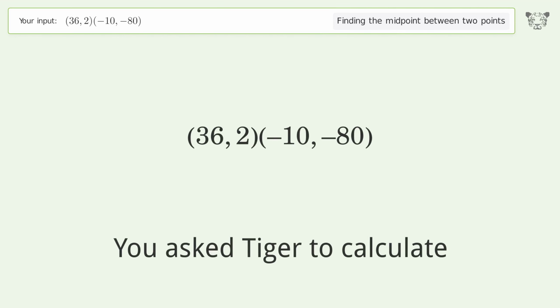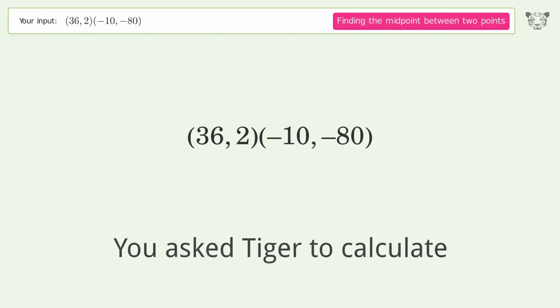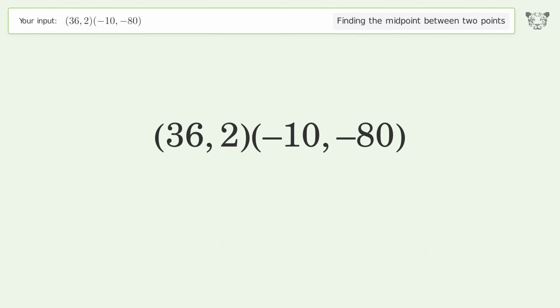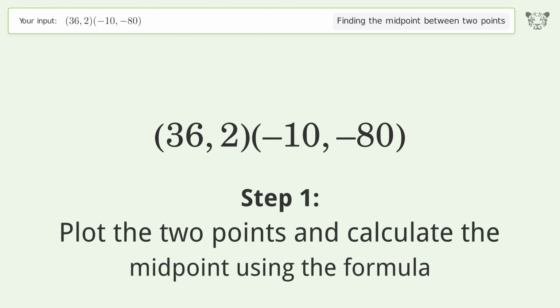You ask Tiger to calculate. This deals with finding the midpoint between 2 points. The midpoint between the 2 points is 13, negative 39. Let's solve it step by step. Plot the 2 points and calculate the midpoint using the formula.